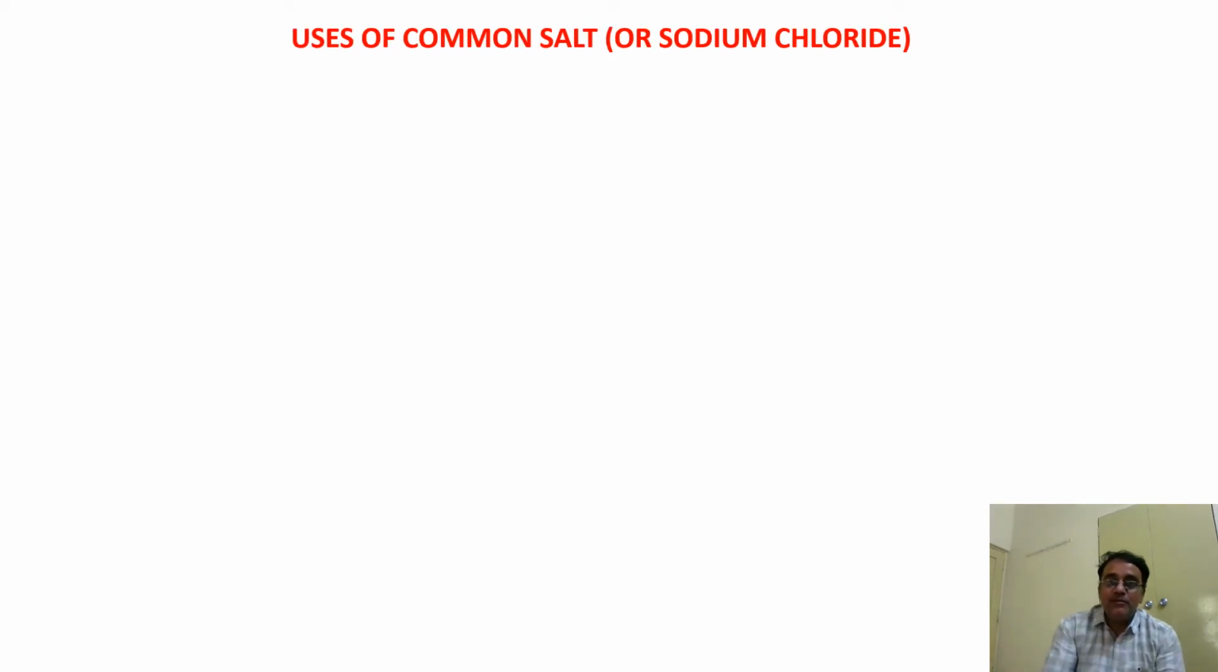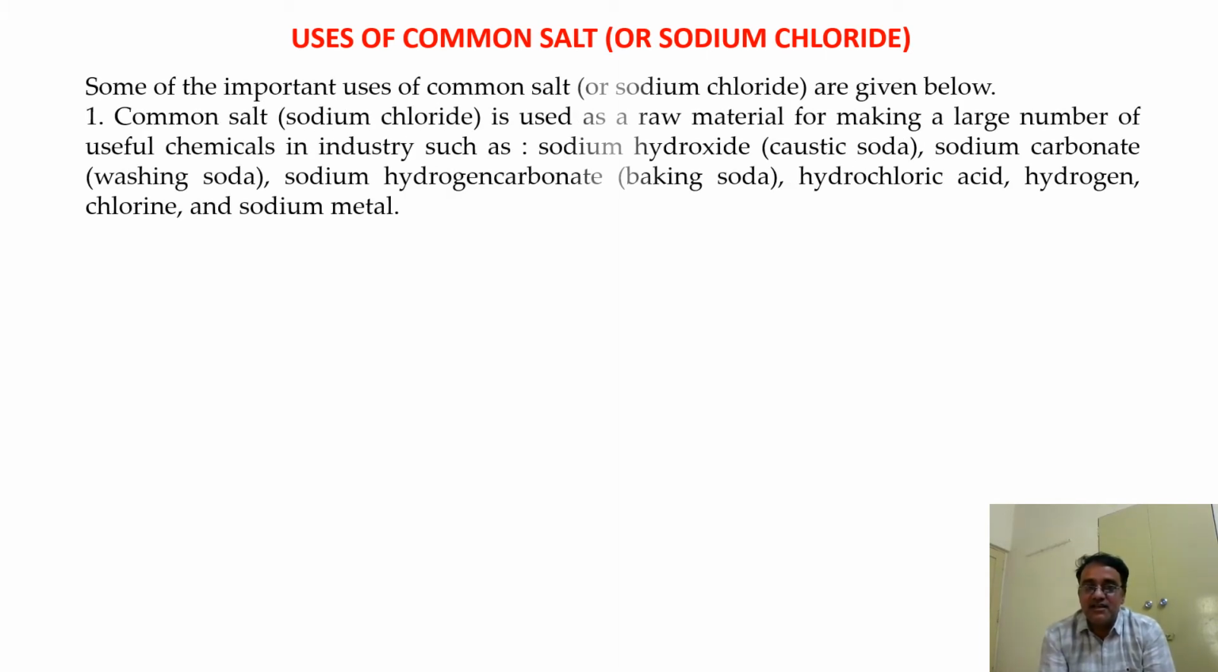Now we will move towards the next topic, that is uses of common salt, that is sodium chloride. So the first use is, the common salt is used as a raw material for making a large number of useful chemicals in industries such as sodium hydroxide, also known as caustic soda, sodium carbonate, also known as washing soda, sodium hydrogen carbonate, baking soda, hydrochloric acid, hydrogen, chlorine, and sodium metal also.